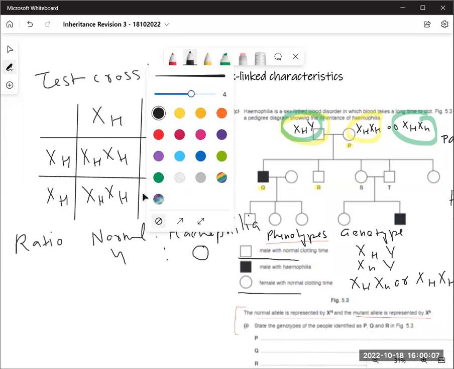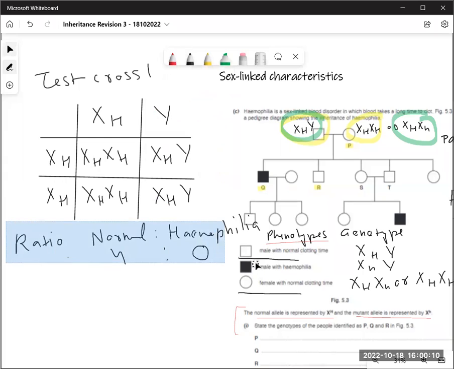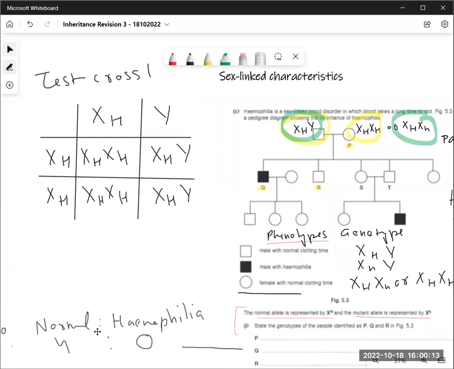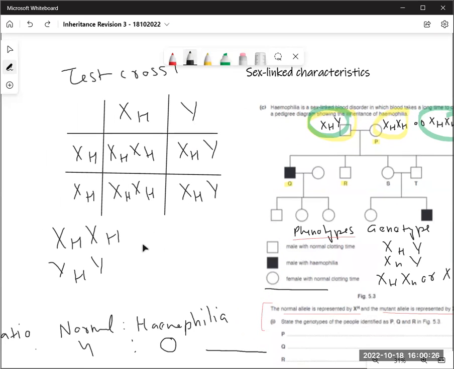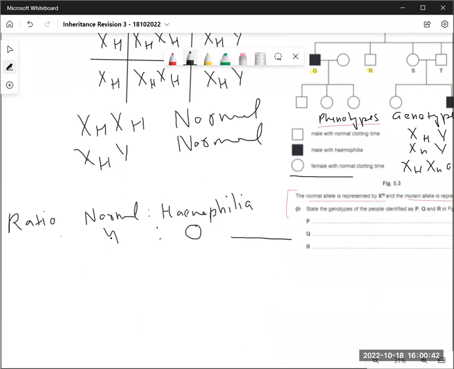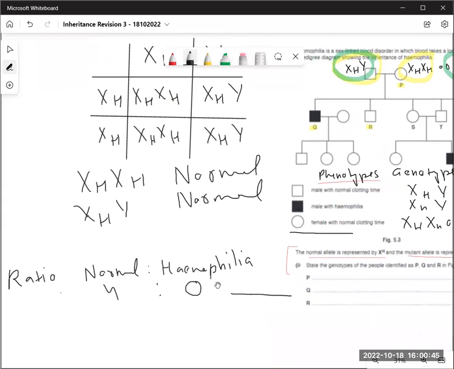Now, can you tell me? These are the genotypes I have: X capital H X capital H, and X capital H Y. Now, Rachid, tell me the phenotype of both of these. What physical characteristics do I get? For X capital H X capital H we'll get normal, and for X capital H Y we'll also get normal, because we don't have small h here. Therefore all 4 of these are normal, and hemophilia are 0.